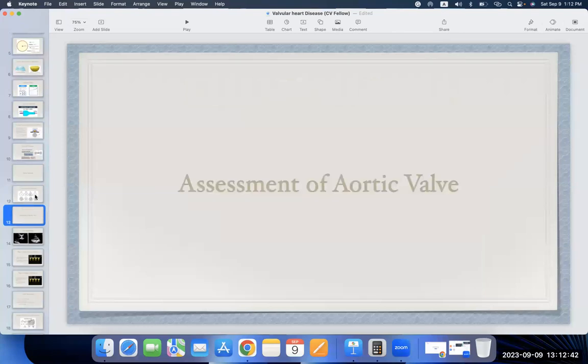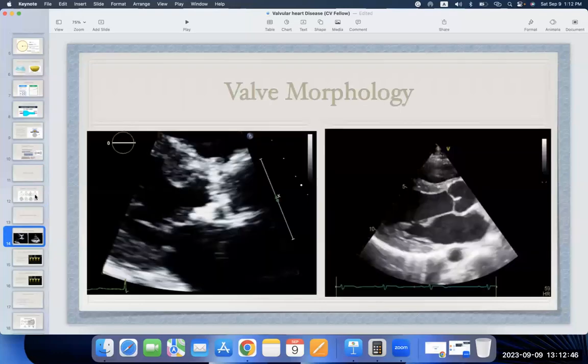To assess the aortic valve, we always start by looking at the valve itself. If the valve is completely normal, like this valve here on the right side, and it's opening well, you don't need to go any further. You can stop and say that this is a normal aortic valve. However, if the patient has a restricted or calcified aortic valve, then you have to go through the steps to assess the severity of the aortic stenosis.